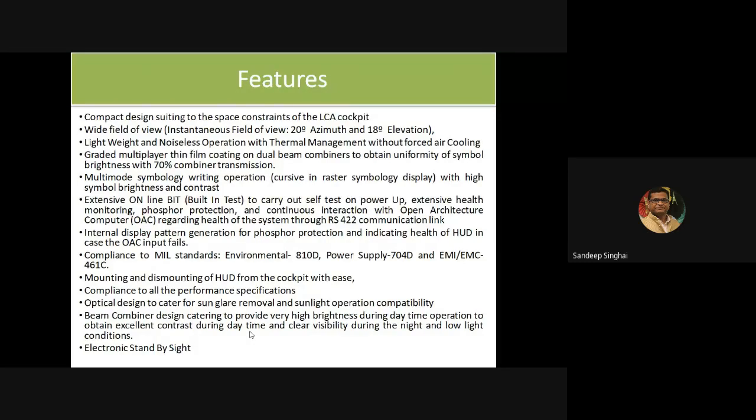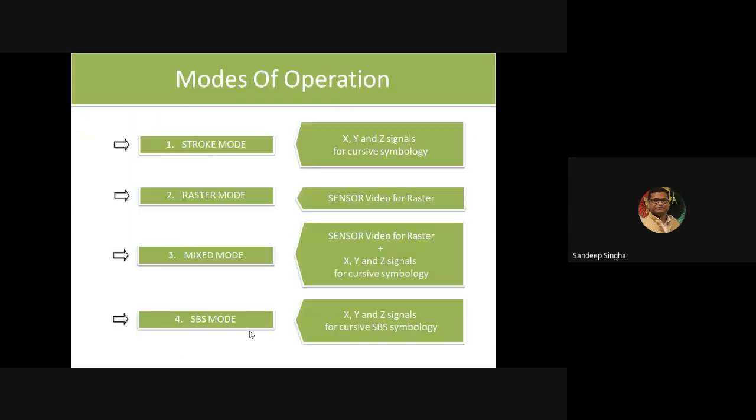Wide field of view. Field of view is a major thing. We offer an instantaneous field of view, meaning the view at a particular head position, which is 20 degrees in azimuth, right and left, and 18 degrees in elevation. However, the total field of view for the full motion of the neck is around 25. Lightweight, noiseless operation. We also offer multi-mode symbology writing operations. Then we have a built-in test as well as an electronic standby sight, which I will discuss later on.